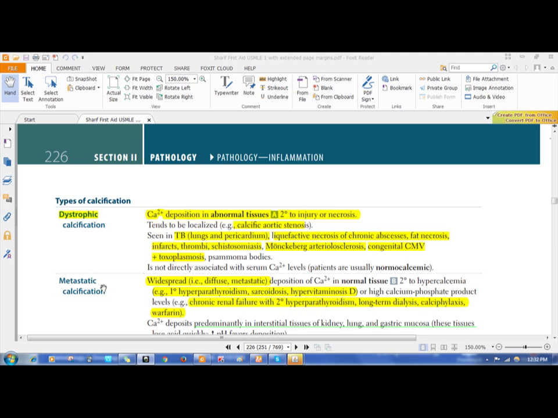Metastatic calcification means whenever you have a high calcium level in your blood and it deposits in different organs of your body which are normal, this is metastatic calcification.